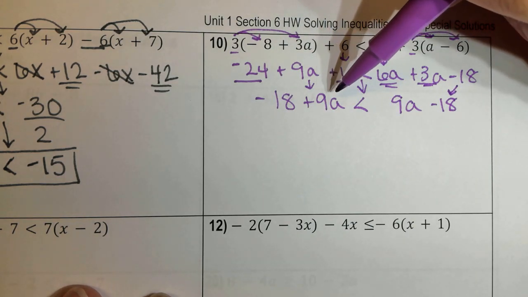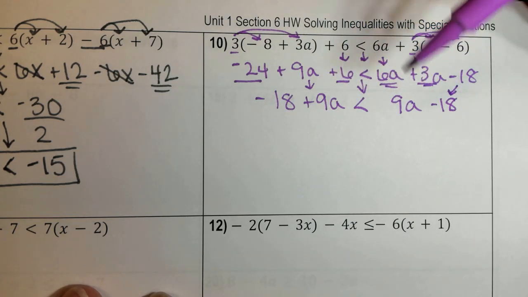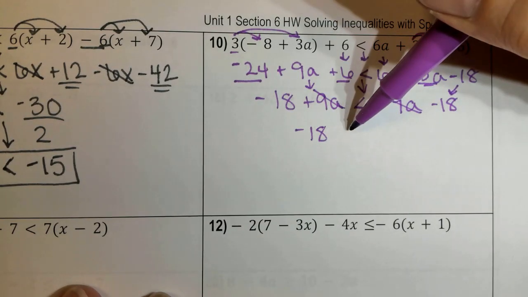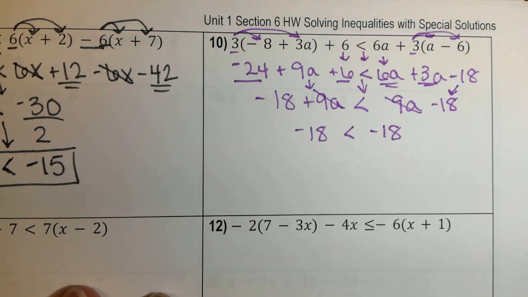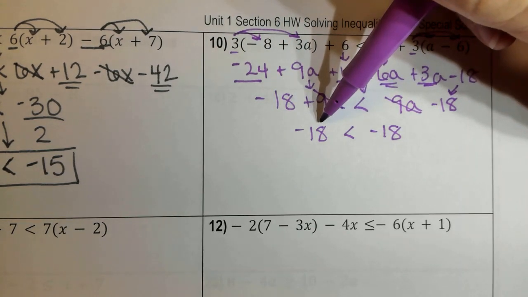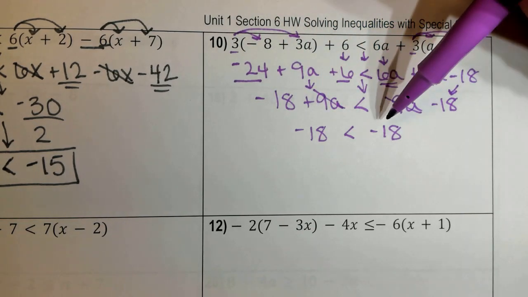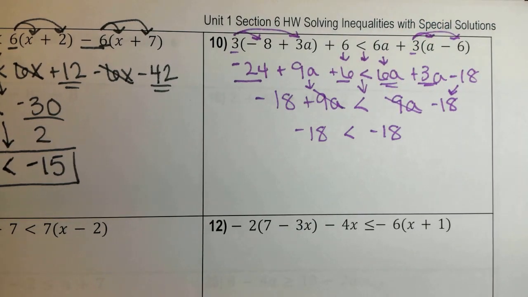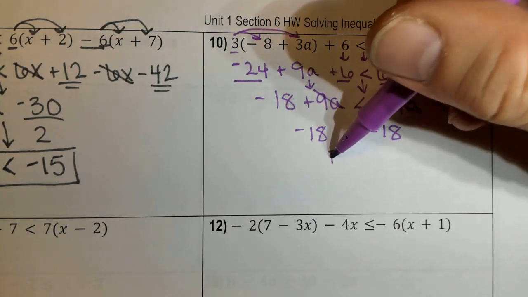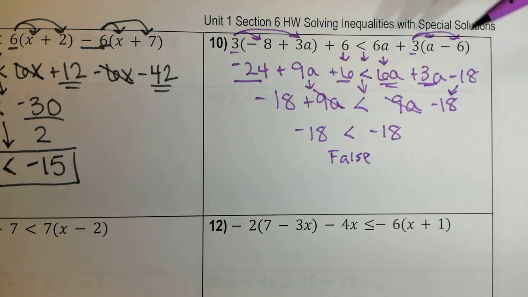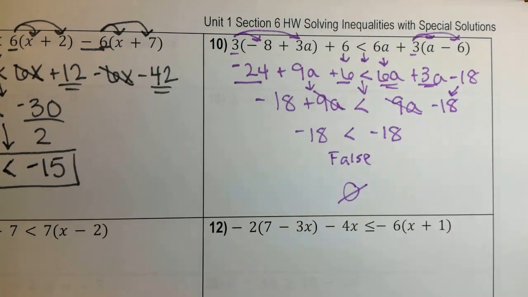Okay, notice from here, my a's are the exact same thing. So I can cross those out. And then I'm just going to write my numbers down here. Okay, now here's where some people get confused. If I read this, this says negative 18 is less than negative 18. Well, that's not true. They're equal. So they can't be less than each other. So because this is false, my answer is no solution.